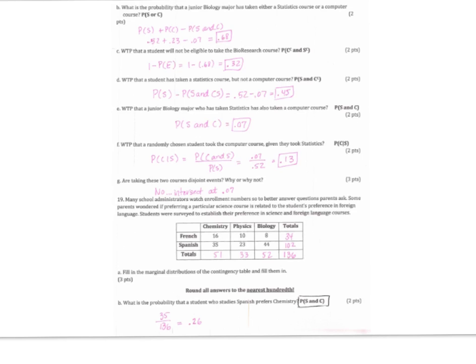So you gave me a conditional answer, and I could see why you did that. So I ended up not counting this one for the 2 points because I could understand how you would want that, but you didn't look at what I was asking you to do. So the probability of Spanish and chemistry is just 35 out of the 136, or 0.26. A lot of you gave me the probability of chemistry given they take Spanish.